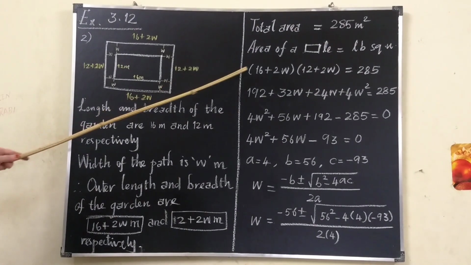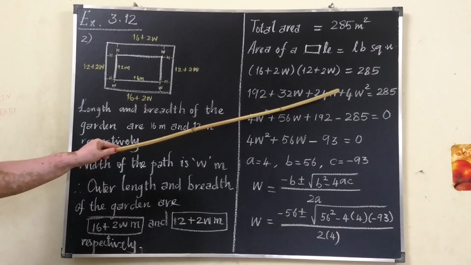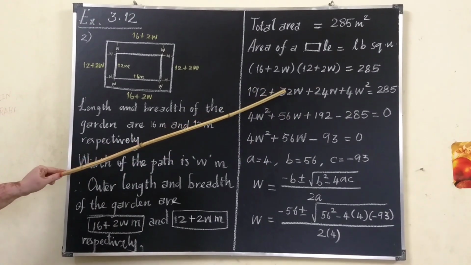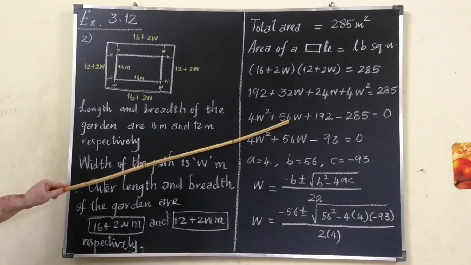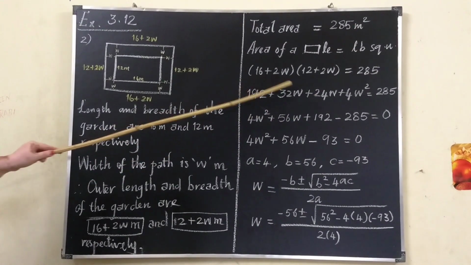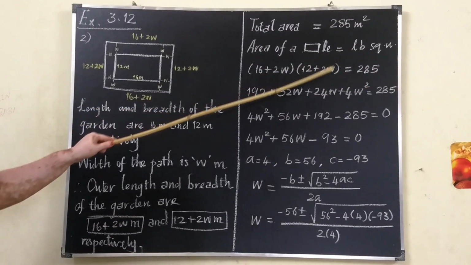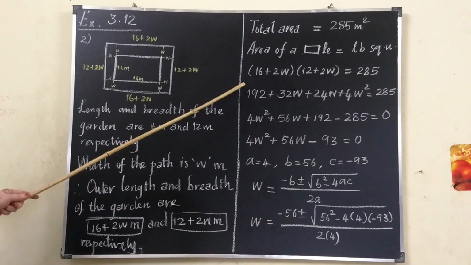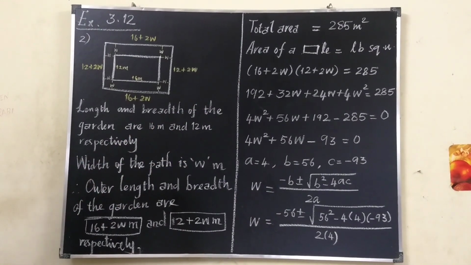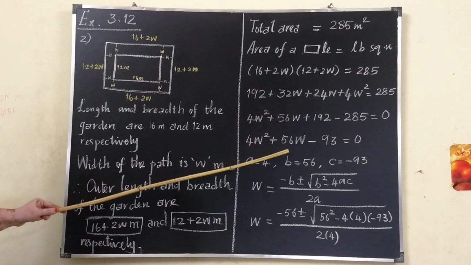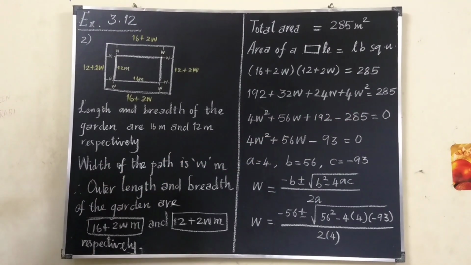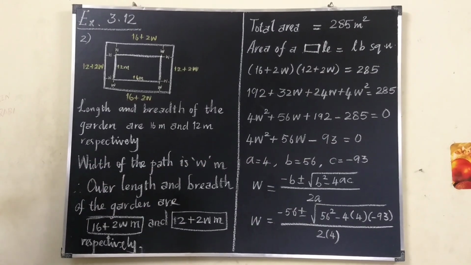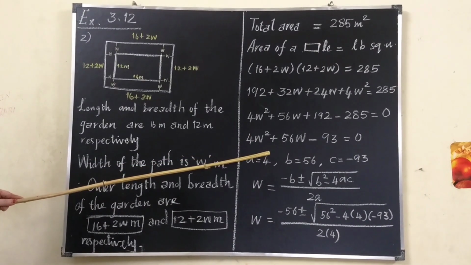Carefully multiply, 4 terms should come here. Then simplify them. Arrange them in the order also. 4W square, 2 like terms are there, W terms, 32W plus 24W is equal to 56W plus 192. Bring this 285 to the left hand side, that will come as minus, that is equal to 0. Why are we doing like this? To make a proper quadratic equation. 4W square plus 56W, then when we are simplifying 192 minus 285, that is equal to minus 93. This is equal to 0. Now it is a proper quadratic equation.